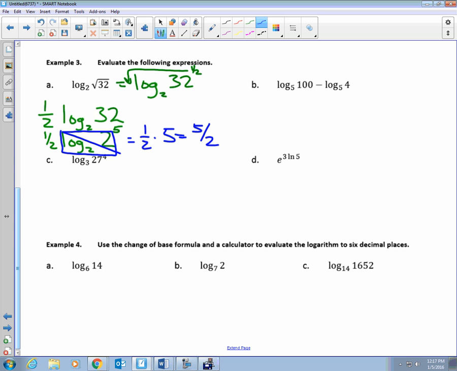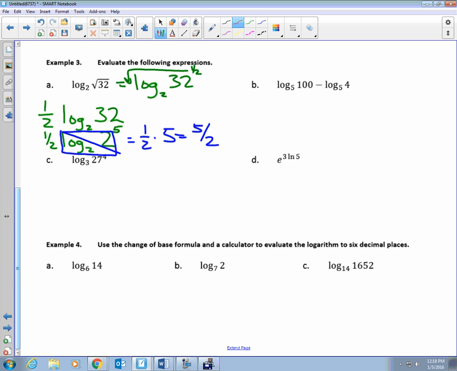Yeah, it seems like magic. But if you look at this log base 2, that means a base of 2 to what power is equal to 2 to the 5th? Well, 2 to what power is equal to 2 to the 5th? 5. So you get 5, then times 1/2. So it's not magic, it's not voodoo, but it seems a little bit different from what we've done. So it's not as intuitive.